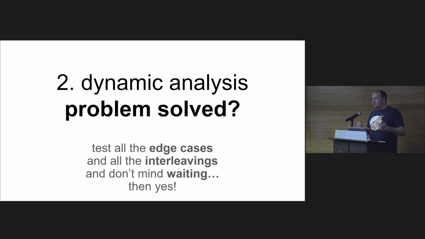So the good news is if we ban async generators, which I just did at work, and we test all of our edge cases and we test every possible interleaving of tasks, and we don't mind waiting for these tests to run every time we change our code, dynamic analysis completely solves it and we're done. Async is awesome. Thank you. You're welcome.